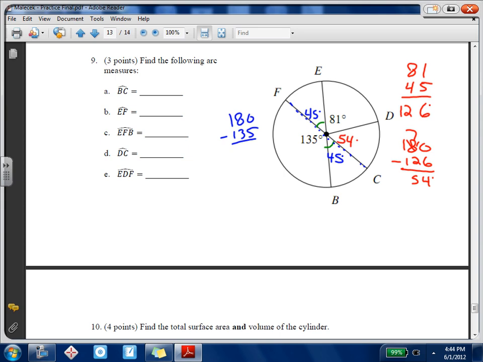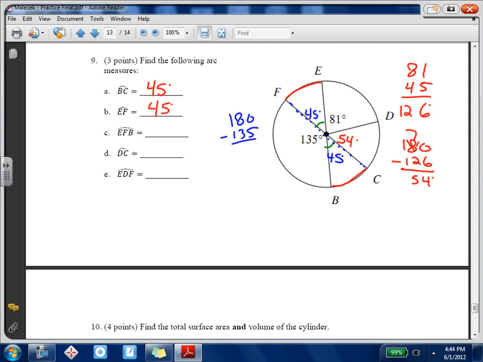To check it, the whole circle is 360 degrees, so you can add up the degrees all the way around to make sure it equals 360. Next, you want to look at your arc measures on the left. So it asks for BC. BC is right here. How many degrees? Easy enough, 45 degrees. EF. Here's EF. Once again, 45 degrees.